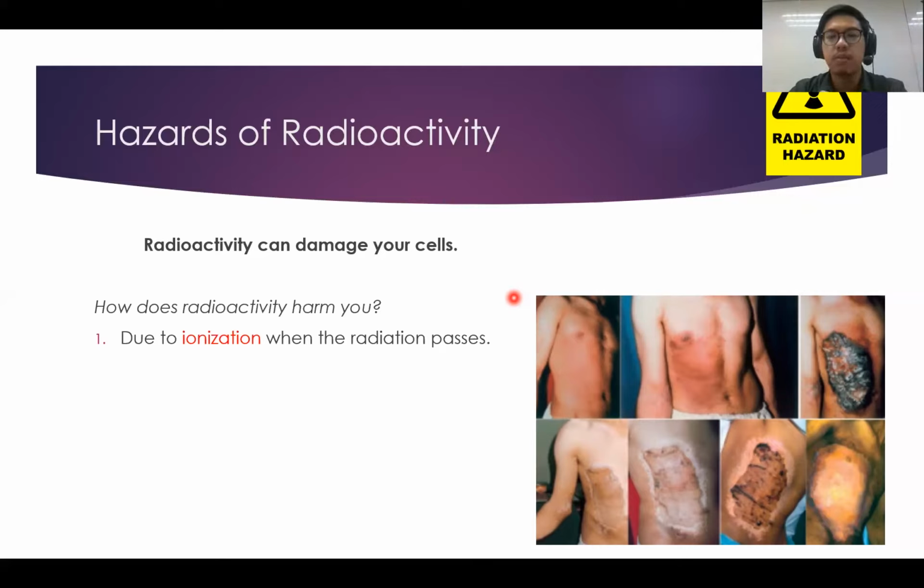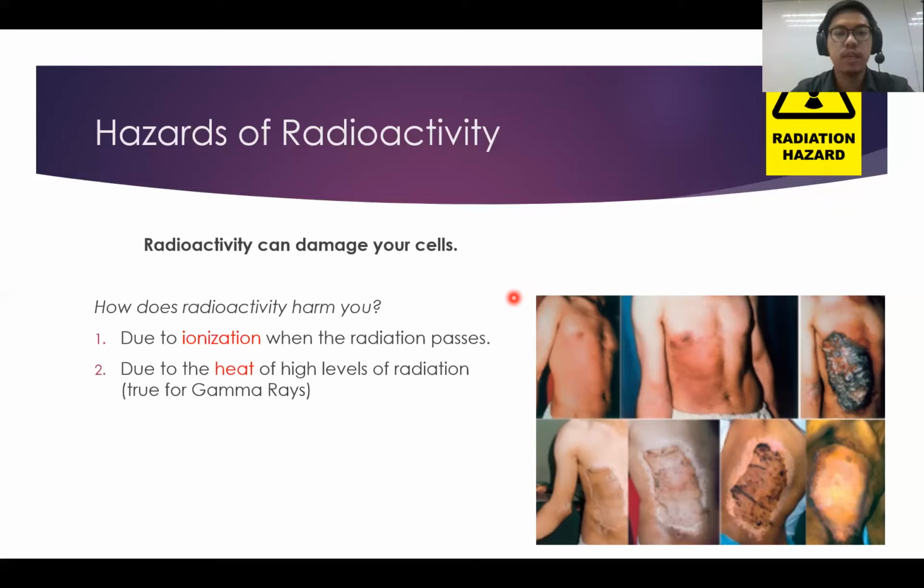This is especially bad when radioactivity hits your cells. The atoms of your cells can be ionized, and therefore that can change the atoms in your cells into something else. So that can damage the cell, or it can mutate the cell into something else. And when your cells mutate, that can cause cancer. Okay. And number two, due to heat of high levels of radiation, this is true for gamma rays. So I'll talk more about that later.